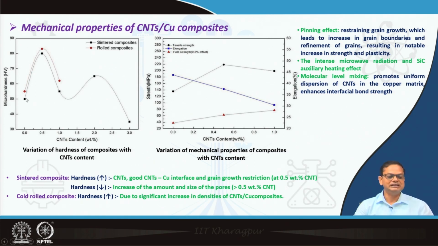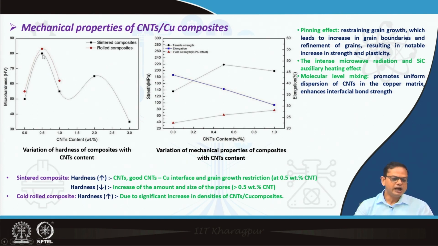So, you can see with increase in amount of CNT up to 0.5 weight percent, there is increase in microhardness, and you also can see there is increase in strength. It is very clearly you can observe that there is increase in strength, there is also increase in both yield strength and tensile strength along with hardness. Okay. And that is happening because of the effective reinforcement being given by carbon nanotube particles.